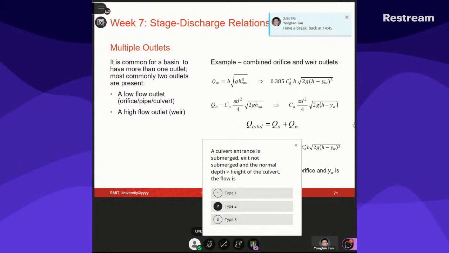Here's a poll to check whether you understand what I mentioned just now about the three types of culvert flow. If the entrance is submerged and the exit is not submerged, and the normal depth is larger than the height of the culvert, so the flow is type 1, type 2, or type 3.